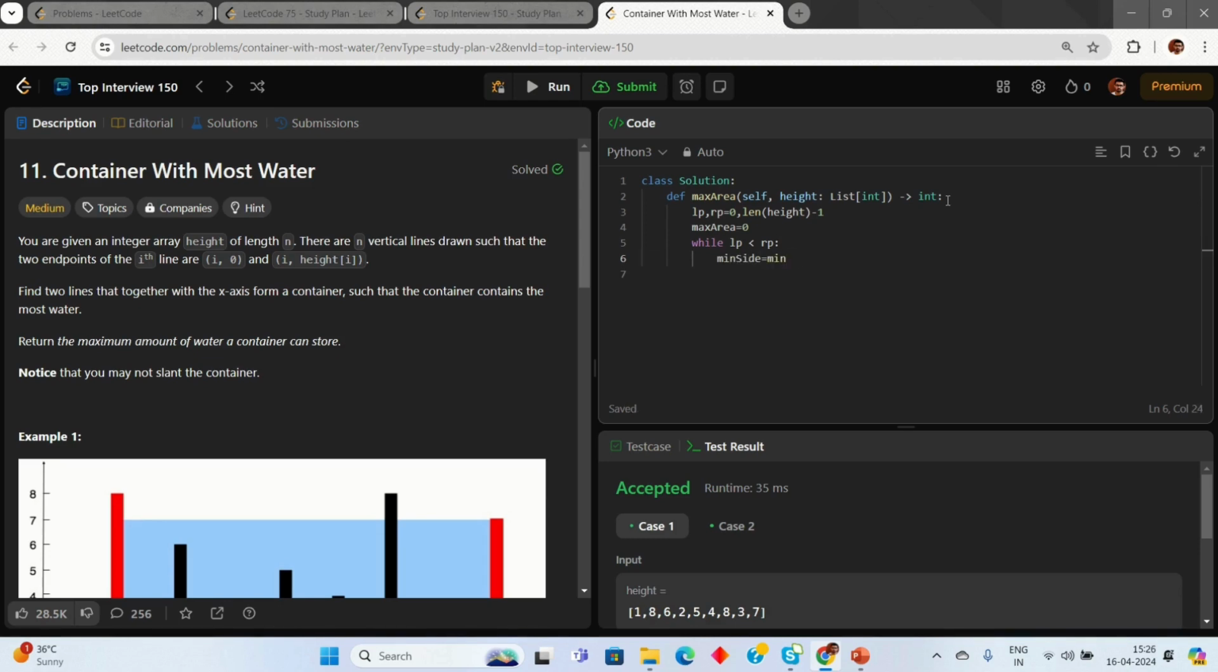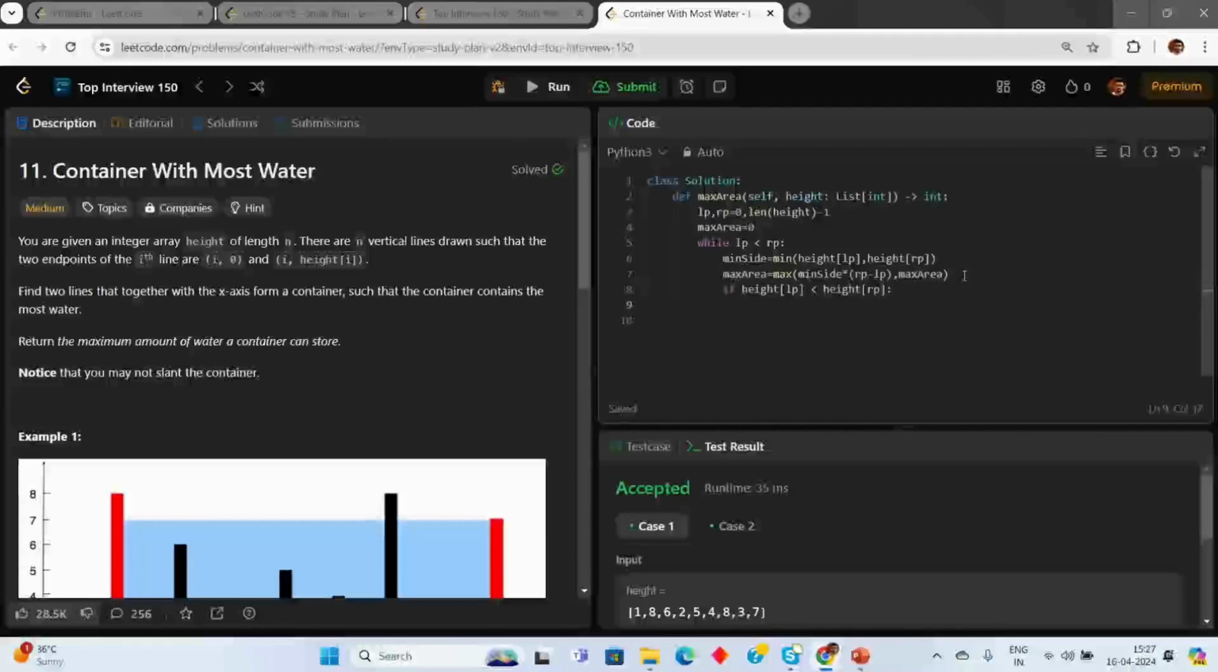And we will be iterating over the array until the left pointer is less than the right pointer. And here we can see that the minimum side would be calculated as min of height of LP comma height of RP, and max area would be calculated with the following formula, and every time the max area would be updated. And now we will be checking if the height of the left pointer is less than the right pointer, which means the left pointer will be moving forward towards the right, or else the right pointer will be moving towards the left, and at last we will be exiting from the loop and returning the maximum area.